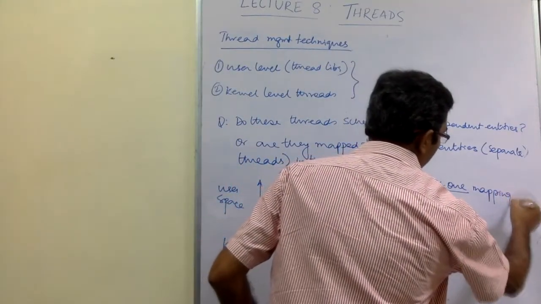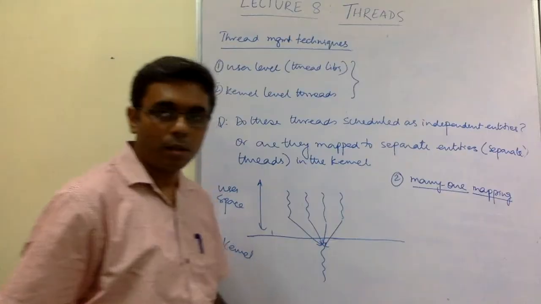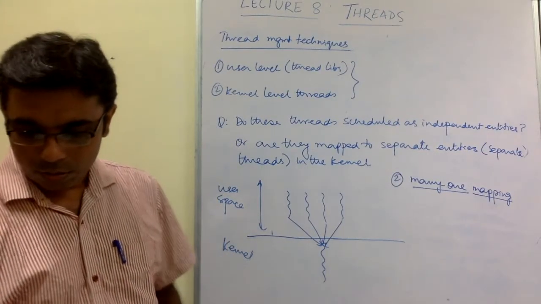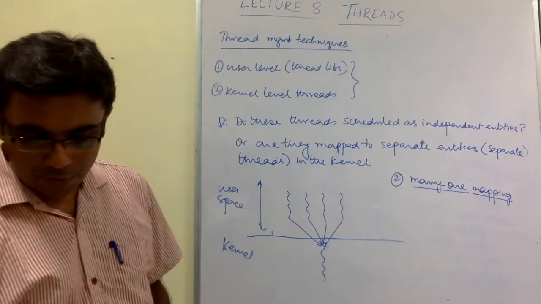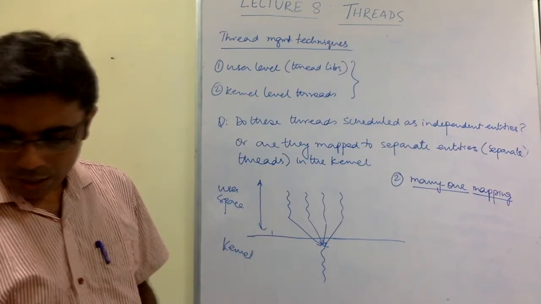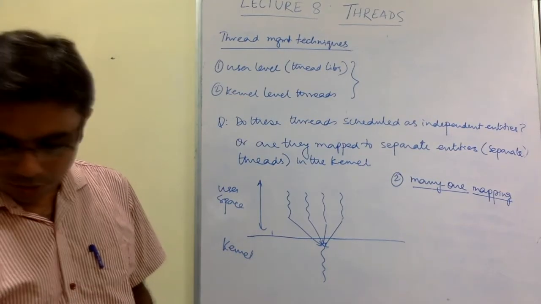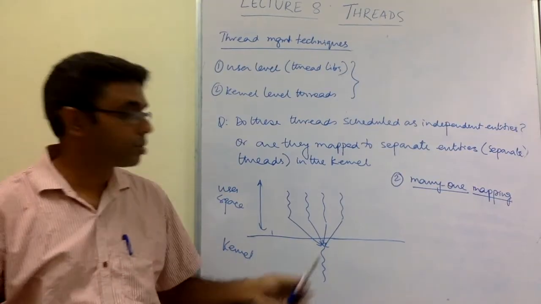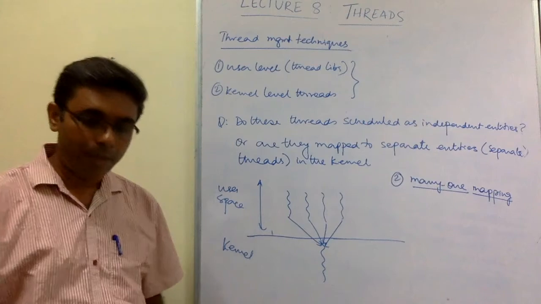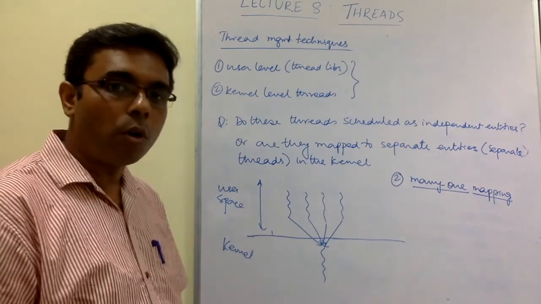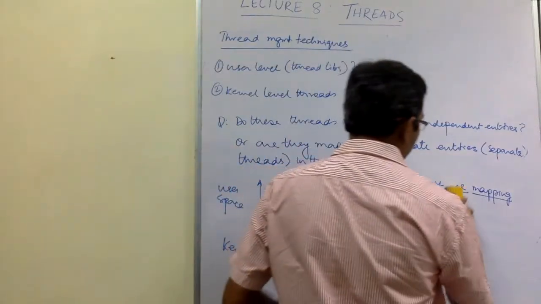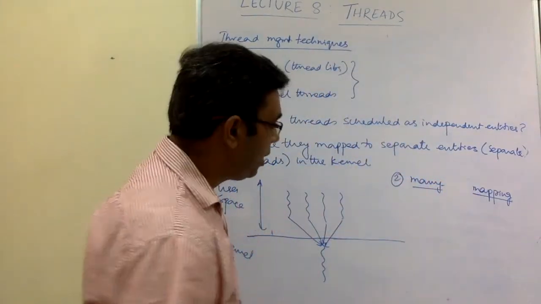As you can see, this is relatively easier to implement, but again the problem is it's not suitable for all kinds of applications. So this is a many-to-one mapping. Now there's one more which is kind of a hybrid, where we have many-to-many.